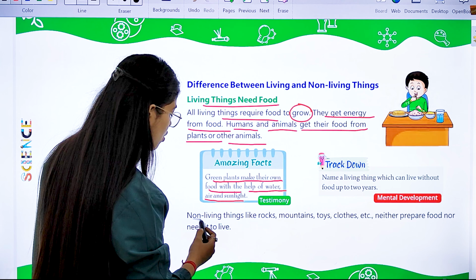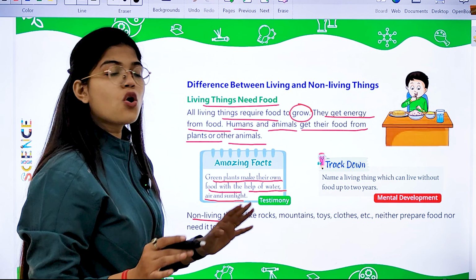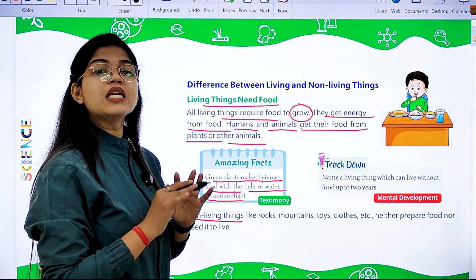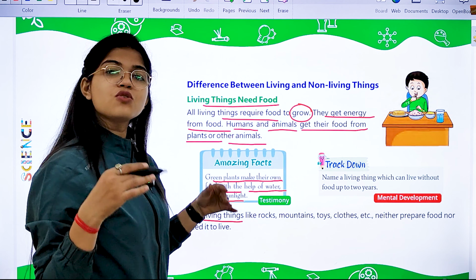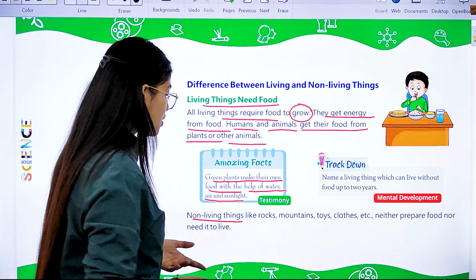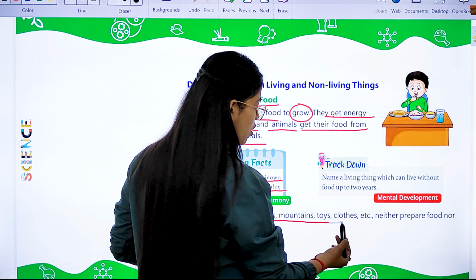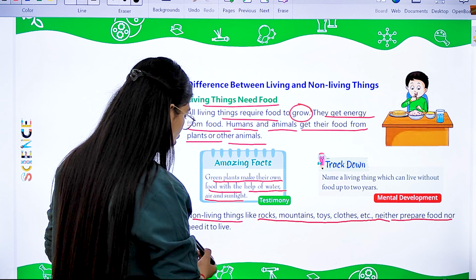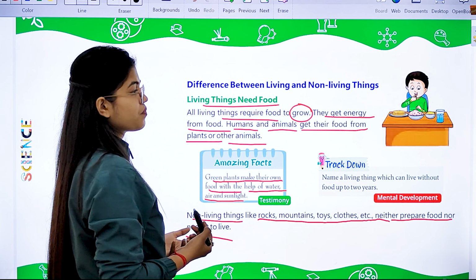Next is what? Non-living things. So students, non-living things do not prepare food. They do not need food because they do not have life, right? Like rocks, mountains, toys, clothes, etc. They neither prepare food nor need it to live.